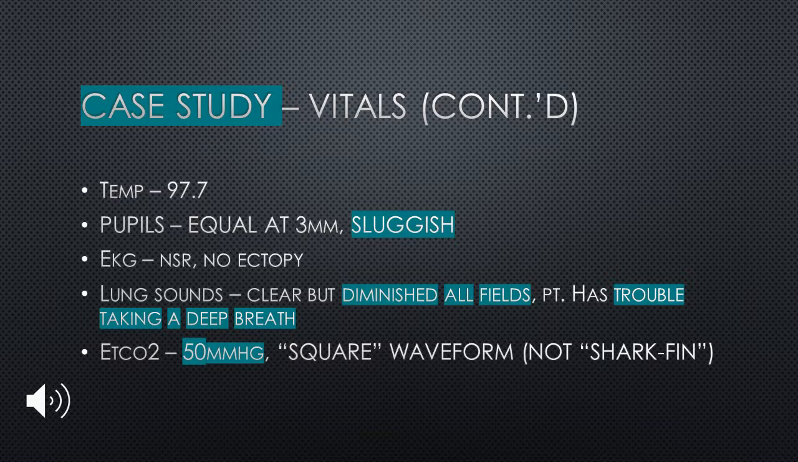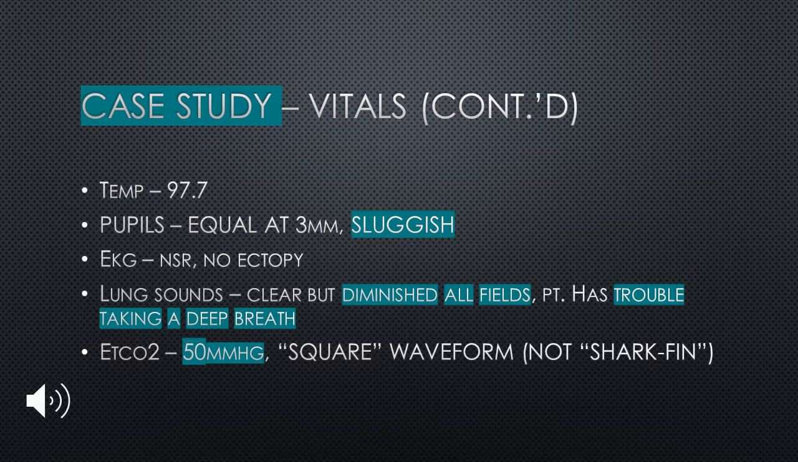EtCO2's kind of interesting. So he's 50. You guys remember normal range is 35 to 45, so he's a little high. He's retaining some CO2. His waveform is square, not shark fin. So a couple of things to think about. He's a little hypoxic. He's a little high CO2 or hypercarbic. I try not to say that word because I don't really know how to pronounce it. So he's hypoventilating, right? Either not breathing at an adequate rate or not moving enough volume of air.